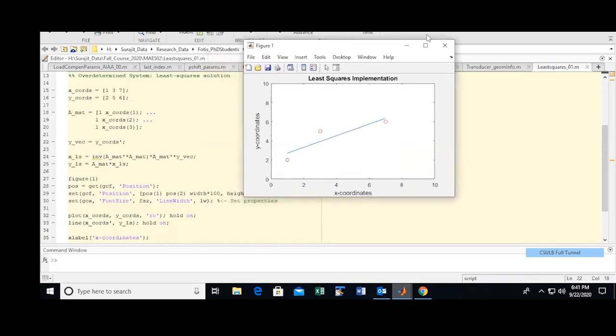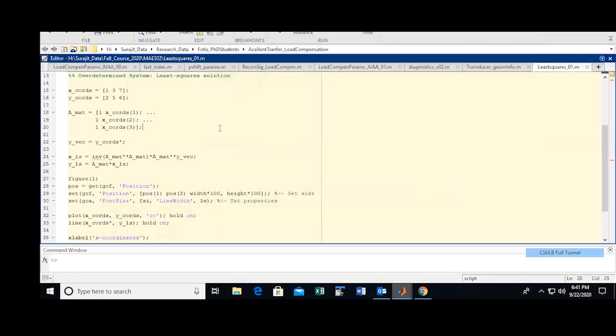Let me go through the code and you will see how we are doing that. We have 3 data points, 1 and 2, which are my x and y coordinates, then 3 and 5, and 7 and 6. It need not be these numbers. I can increase it to some other number as well. Let's say I add 4 and 10. You can have as many equations, as many data points, as you like.